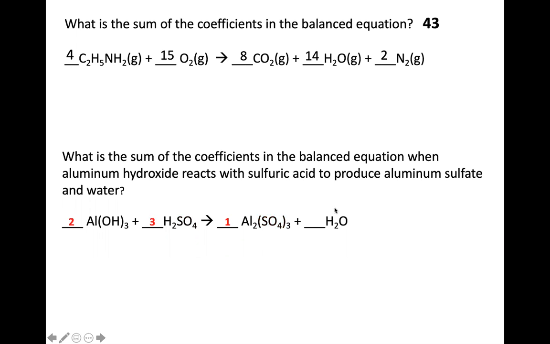And now finally, I can look to see balancing the water. I could add it up and say as reactants, I've got a total of 18 oxygens. Right now I have 12 oxygens.